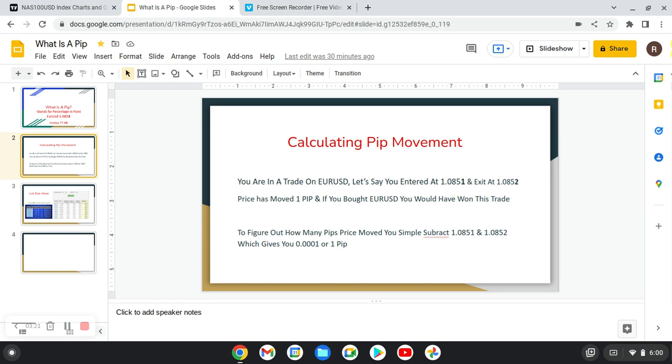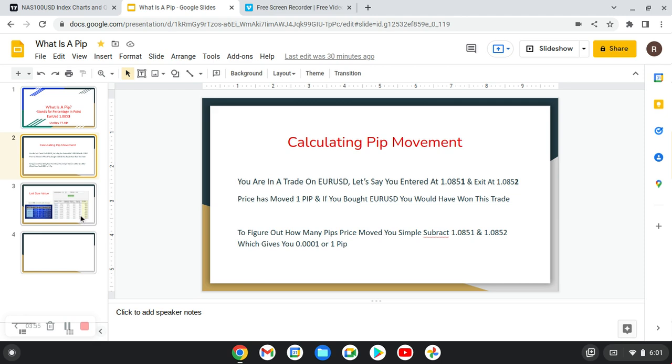Obviously, this is a simple example. We can do other ones, like say you bought at 1.0852, but price went down to 1.0850. So you would actually be negative 2 pips, and you would have lost that trade. And simply you just subtract the two, and that's how you would figure that out.